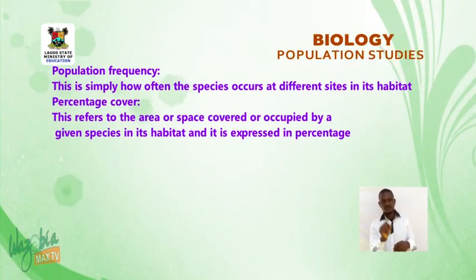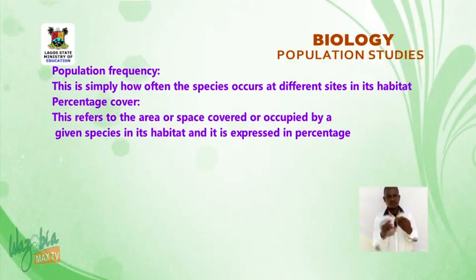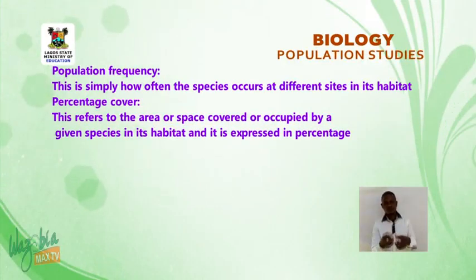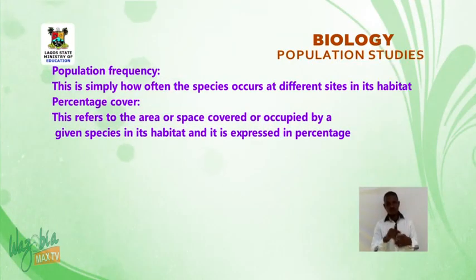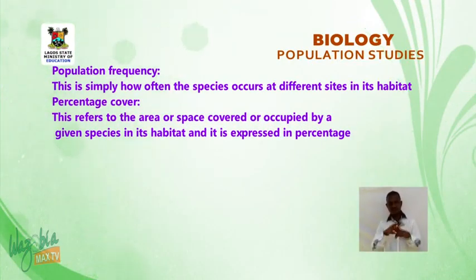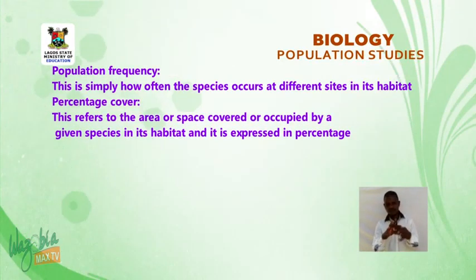Population frequency. This is simply how often the species occur at different sites in its habitat. Percentage cover. This refers to the area or space covered or occupied by a given species in its habitat, and it is expressed in percentage.